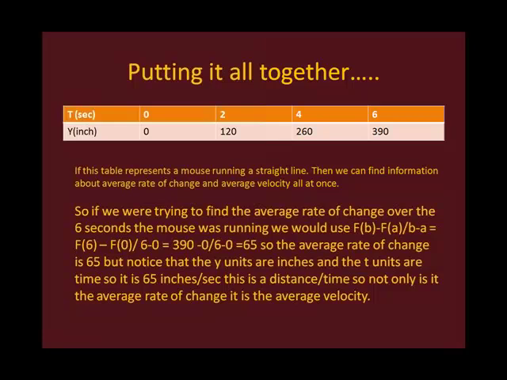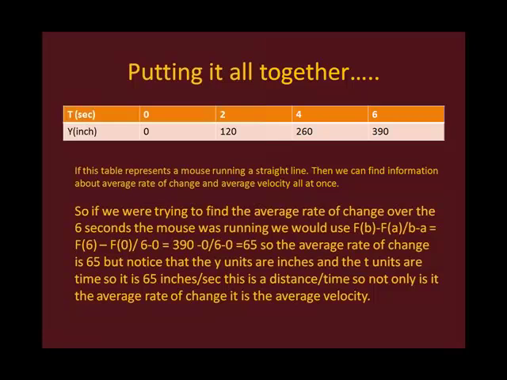So 390 divided by 6 is 65. So the average change is 65. But here, we have y units and we have t units. Our y units are in inches, and the t units are time. So the actual average rate of change is 65 inches per second. So the y unit over the t unit. This is the distance over time, so it's not only the average rate of change, it's also the average velocity. So here again, the average velocity for this mouse in this experiment is 65 inches per second.